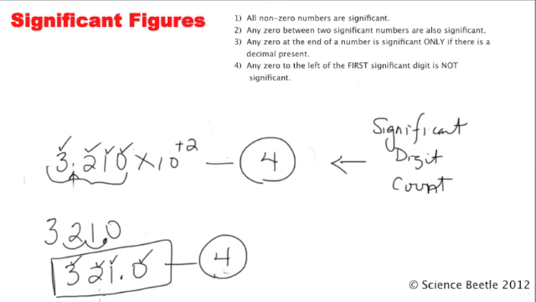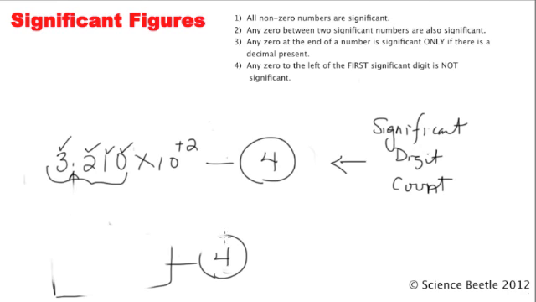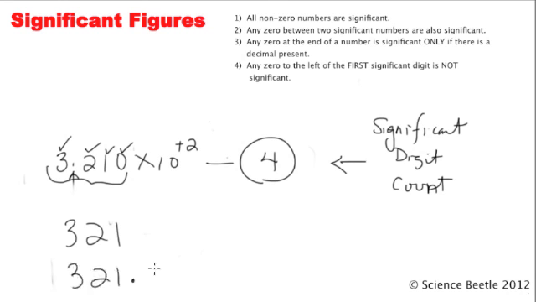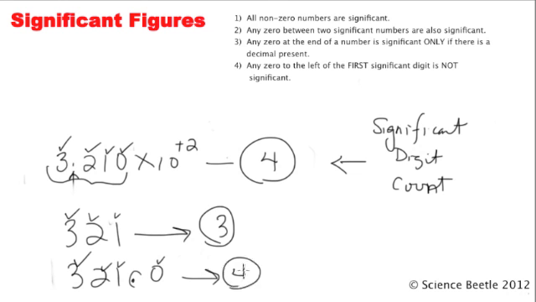But what if I would have written this number instead of 321.0, what if I wrote the number as 321 as opposed to 321.0? Well, this particular number is going to have 1, 2, 3 significant figures, and the 321.0 is going to have 1, 2, 3, and the 0 counts because of the decimal, so that's going to be a significant count of 4. So it's very important that you look at these numbers with the decimal point because the decimal point really does make a difference.